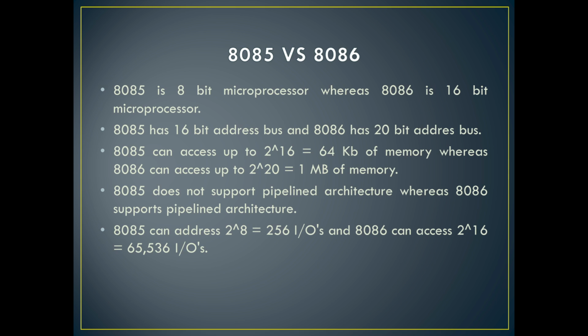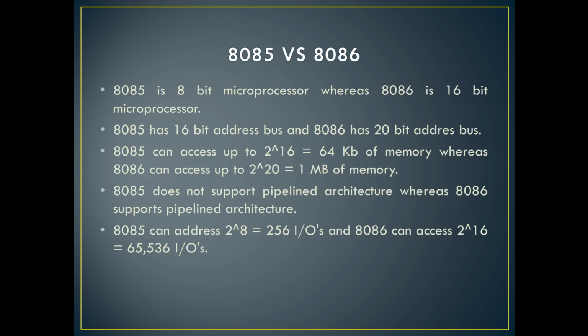Next, we all know that 8085 can address how many ports? That is 2 to the power 8, equal to 256 I/O ports, because it has a port size of 8 bits. Whereas 8086 can access a port size of 16 bits. Hence, how many ports can be accommodated? That is 2 to the power 16. Remember that this number is equal to the data line width itself.